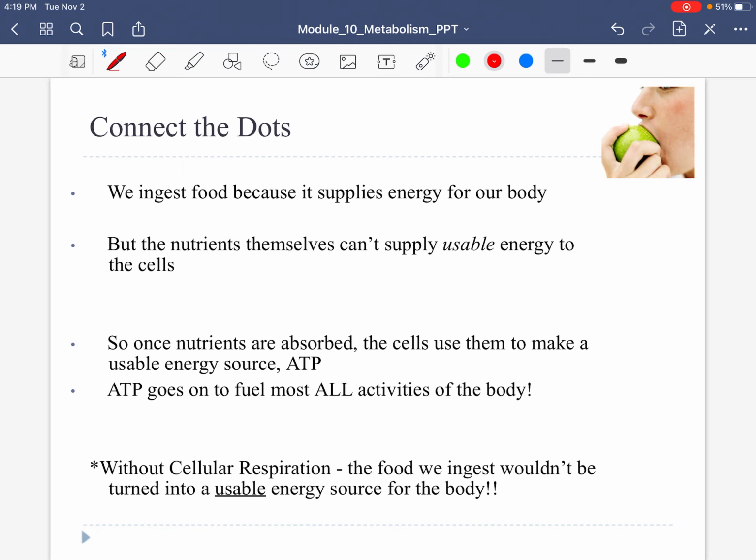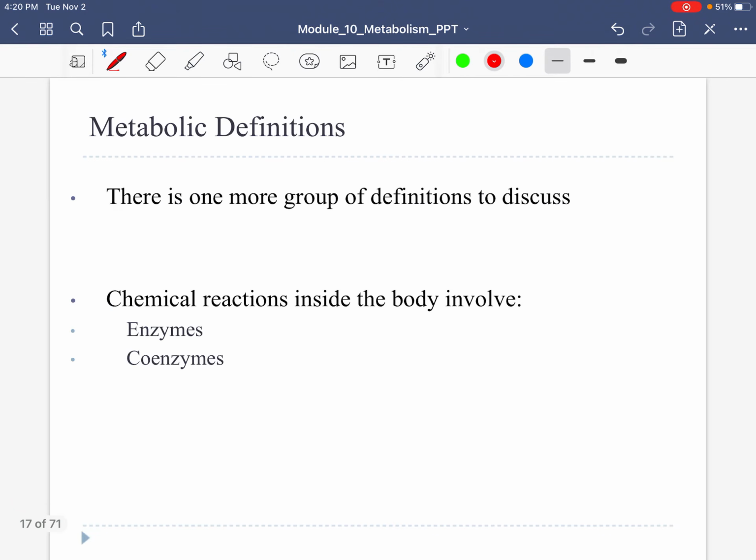So we're going to put it all together. We ingest food, carbs and fat particularly. The food that we ingest, carbs and fat, not so much protein, gives energy to our body. But the carbs and fat themselves are not in a usable form. So we bring in the nutrients, we digest them, we absorb them, and then your cells have to convert that glucose into ATP, the usable energy source. If I keep saying it, hopefully it will sink in.